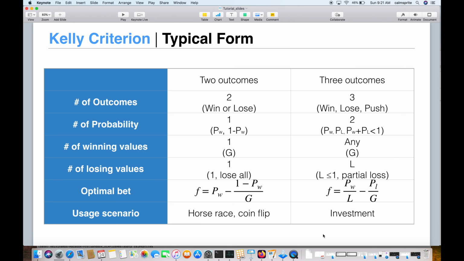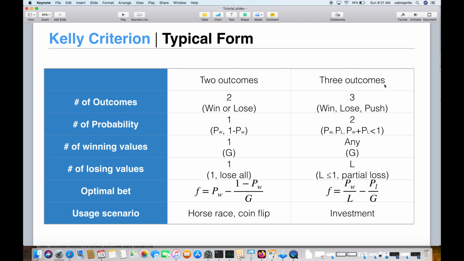The typical form of the Kelly criterion is best known for handling 2 or 3 outcome scenarios. A coin flip game is a classic 2-outcome example. The player either loses or wins. The winning probability is P_W, the winning return is G, and the losing penalty is the entire bet. The optimal bet in this case is winning probability minus losing probability divided by G.